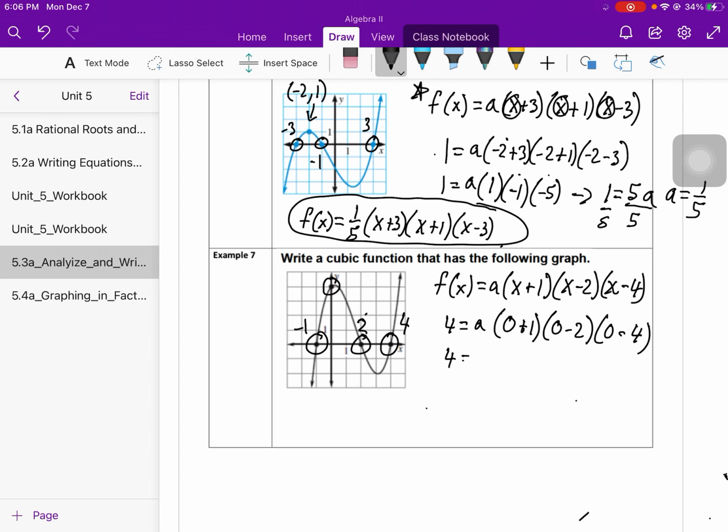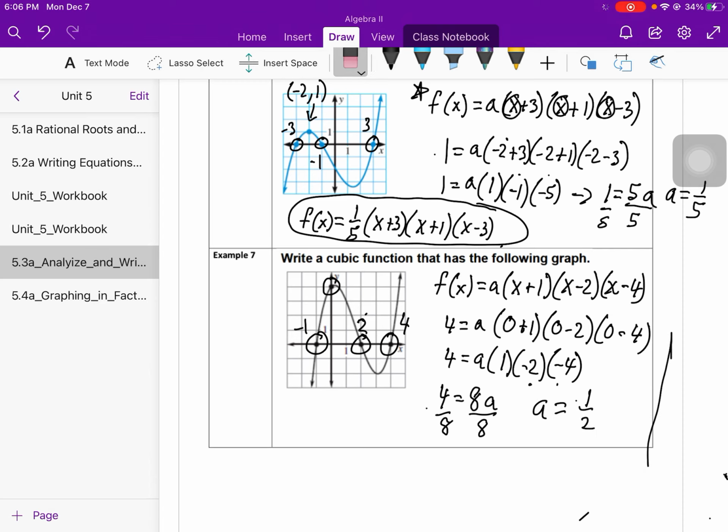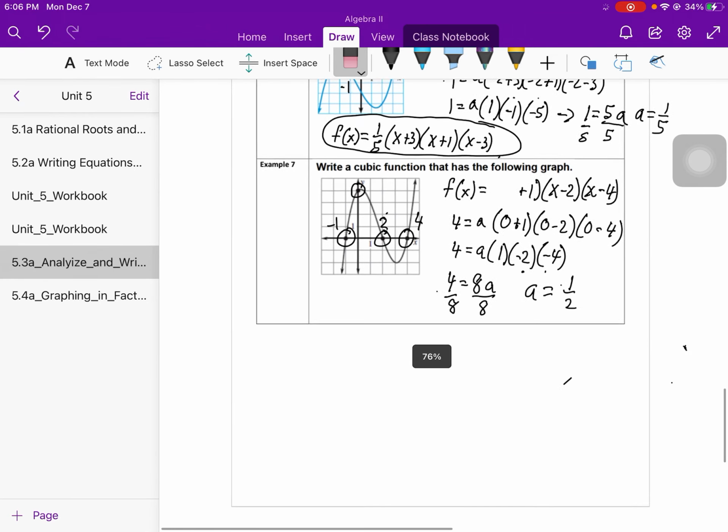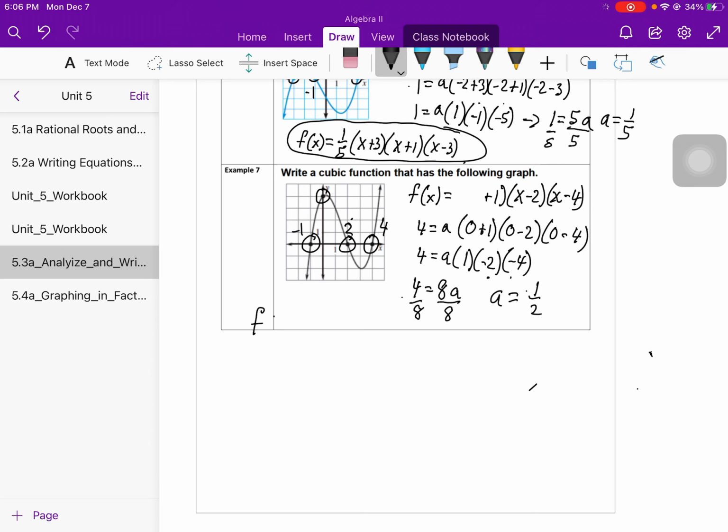Now we're going to solve. So we get 4 equals a, 0 plus 1 is 1, 0 minus 2 is -2, and 0 minus 4 is -4. And then we just multiply everything out. So 4 equals, these two here are going to make 8a. We divide by 8. We get a equals 1/2. We're going to get fractions a lot, so don't feel bad if you get a fraction. Last answer is going to be f of x equals, oh, I must have erased something here. 1/2 times x plus 1, x minus 2, and x minus 4.